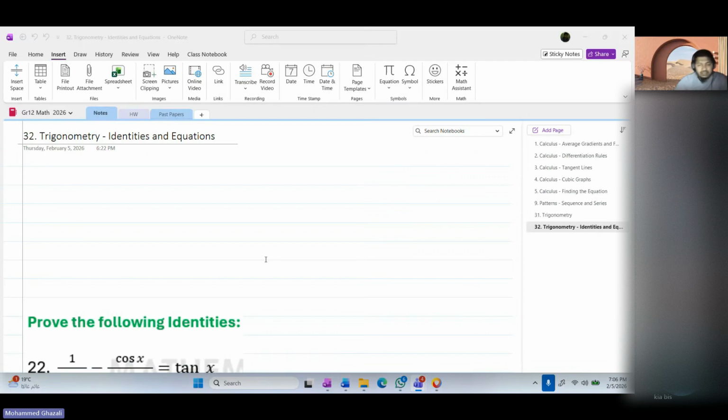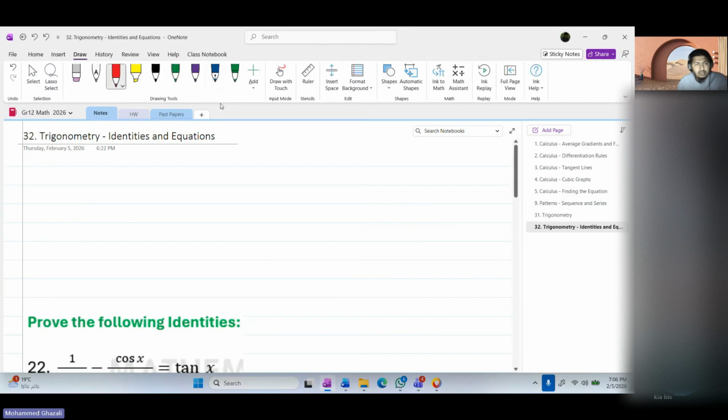Today's lesson will be studying trigonometry, specifically identities and equations. So it's grade 12 trigonometry. What we need to know is the basic formulas. So let's go over the basic formulas that are required to prove identities and to solve trigonometric equations.